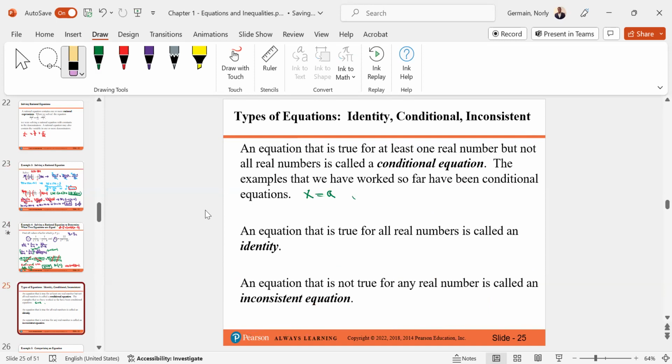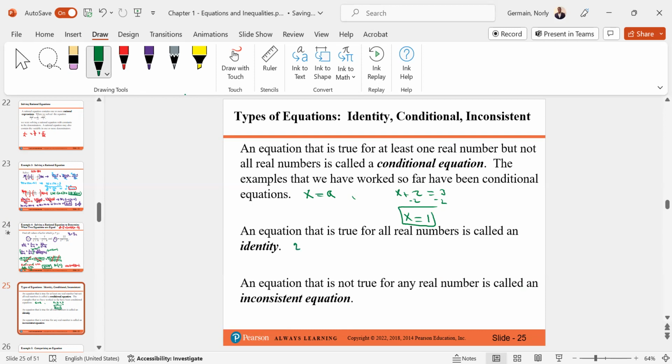An identity is true for all real numbers. It's like when you try to solve an equation and then you cancel everything. For example, if they ask me to solve x plus 2 equals 3, I subtract 2 from both sides, and x equals 1. That's a conditional equation. But an identity is an equation that is true for all real numbers.